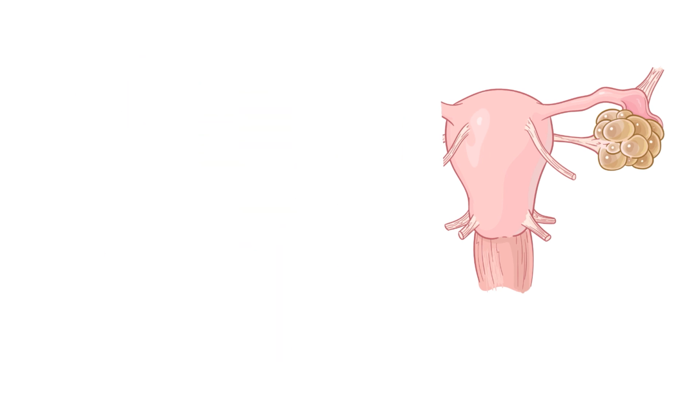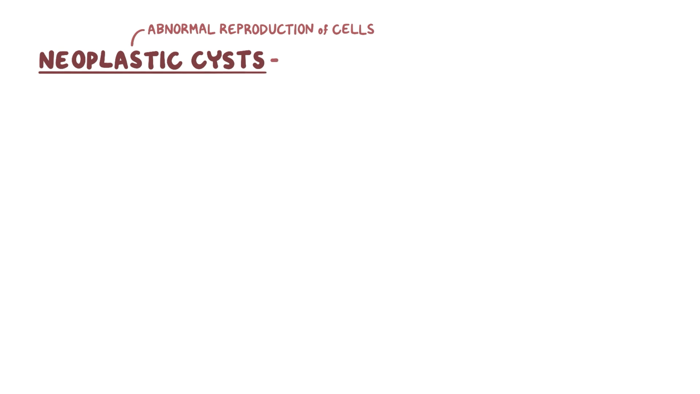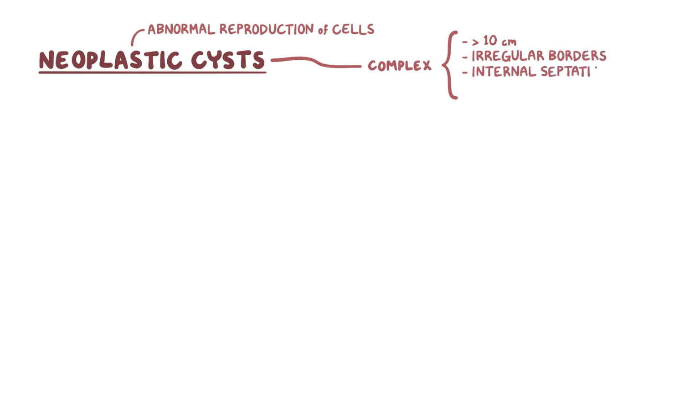Okay, now the second category of cysts are neoplastic cysts, which is not to say all of them are cancer, but rather that they're caused by the abnormal reproduction of cells on or in the ovaries, which can result in a benign or malignant mass. Broadly speaking, neoplastic cysts are usually complex, meaning that they're larger than 10 centimeters, have irregular borders, and have internal septations, creating a multilocular appearance. The fluid inside these cysts tends to be heterogeneous, meaning there's something other than fluid inside it.